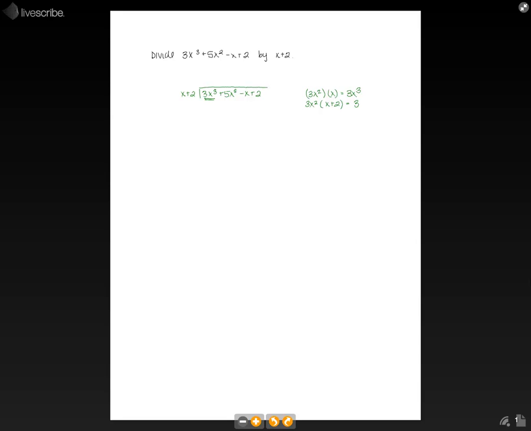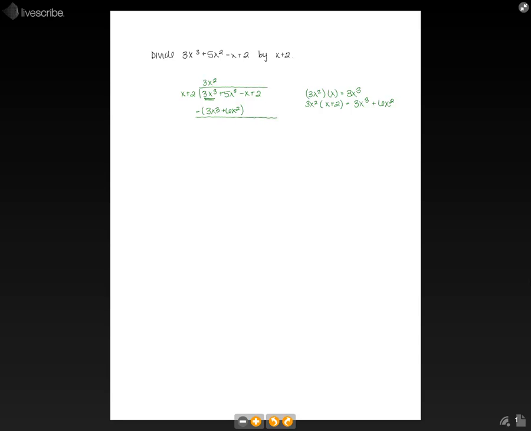So that's going to give us 3x cubed plus 6x squared. Right? So we're going to put what we multiplied by on top. So 3x squared is going to go on top. And then underneath here, we're going to subtract what we got. So 3x cubed plus 6x squared.